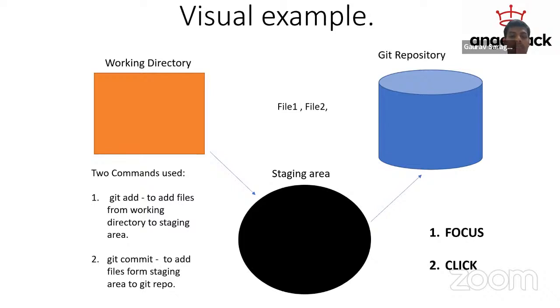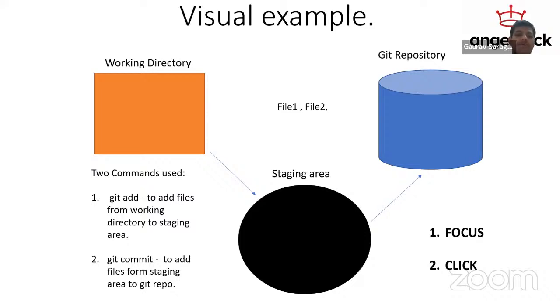Git first focuses on the files that have been specified by the user. So let's say I want to add the .txt file. So git will first focus on the .txt file. So it focuses on the file and it will then commit it, okay? So when you click a photograph, before clicking the photograph, you first focus on the object. Let's say I want to click a person. So I'll first focus on the person and then I'll click, okay? So the focus over here is git add and the clicking over here is git commit, okay? I hope that is clear.